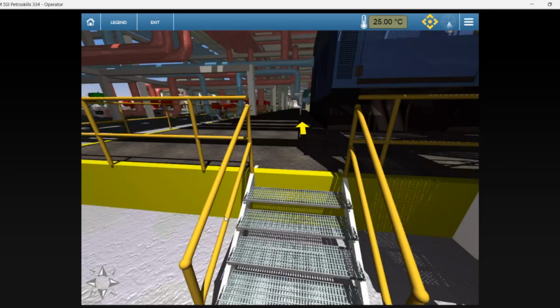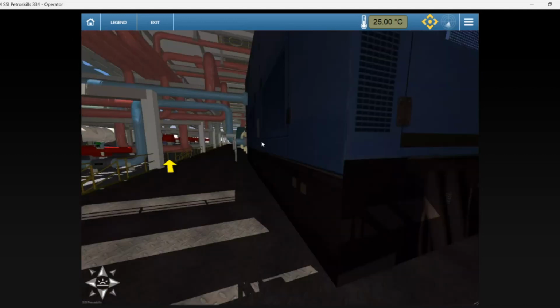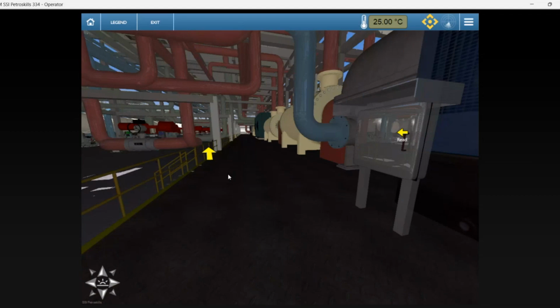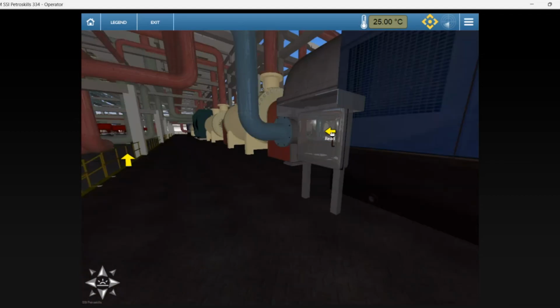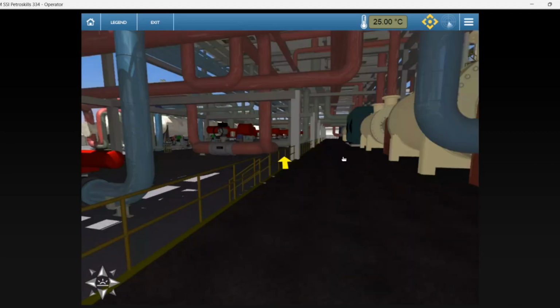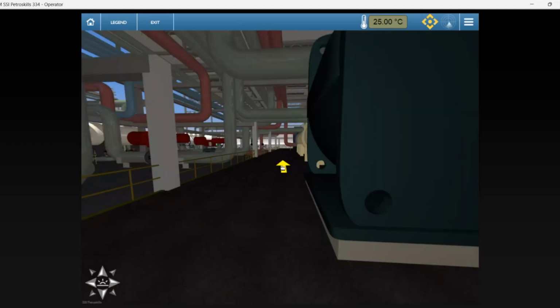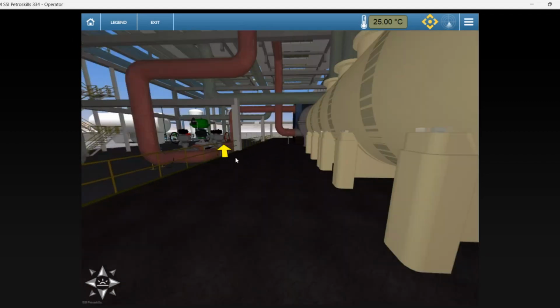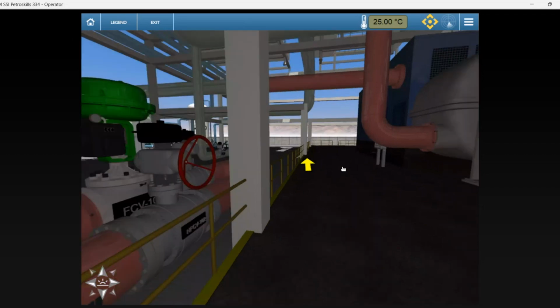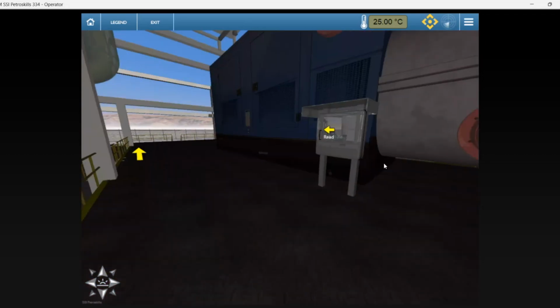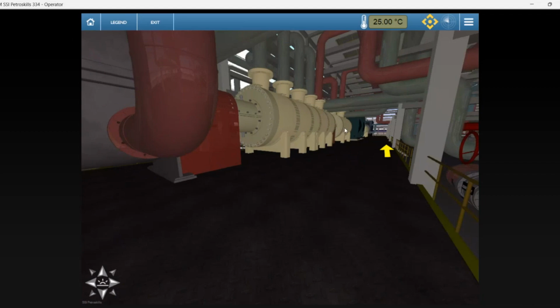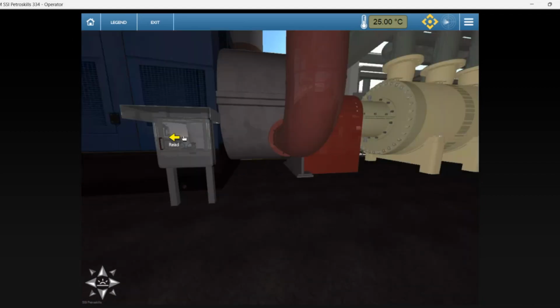If we go up these stairs here, we can find the MR compressors and the propane compressor. These two compressors right here are the low pressure and medium pressure mixed refrigerant compressors, C101 and C102. And these two compressors are the high pressure mixed refrigerant compressor and the propane compressor, C103 and C104.